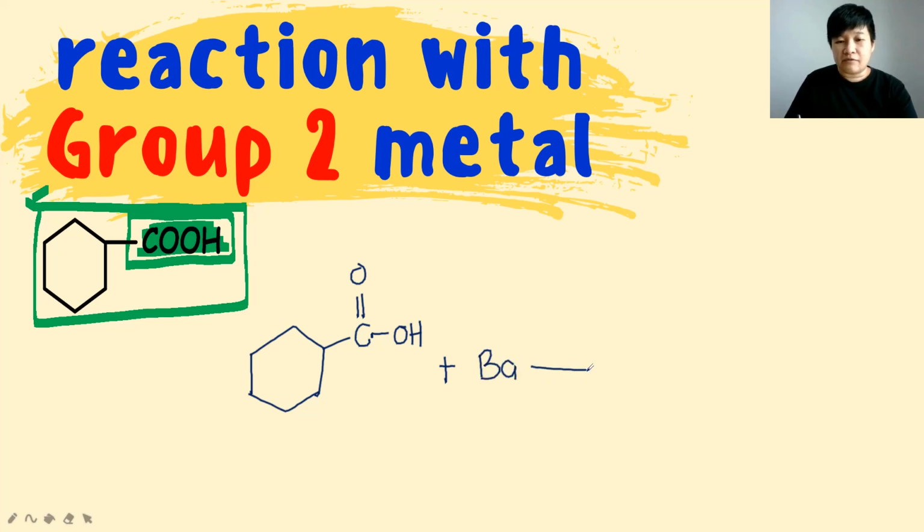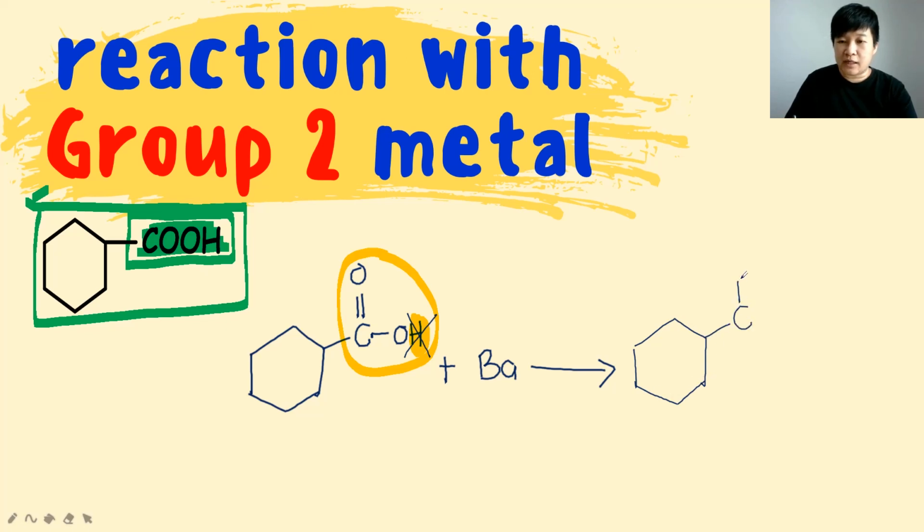Okay? And when I react with my group 2 metal, knowing that the changes we only focus on are your carboxyl carbon, and more specifically, the hydrogen that is holding the O. And we know that this hydrogen will be removed. So the rest of the group shall remain unchanged. Just copy it back, it won't change. The C double bond O also remains unchanged.